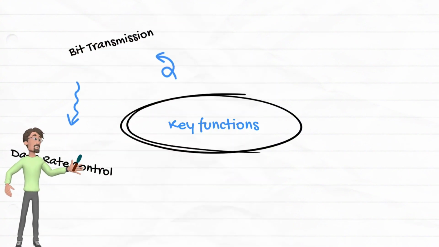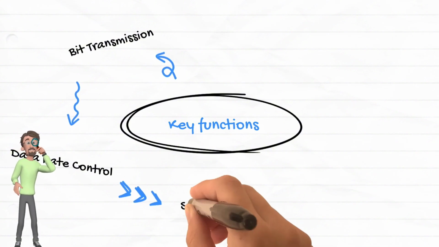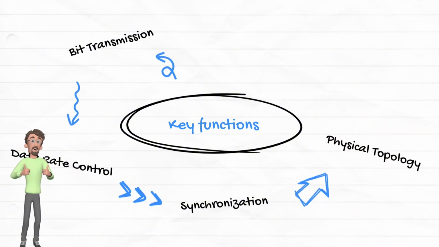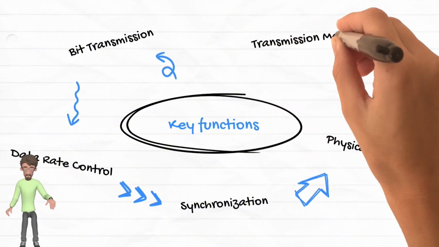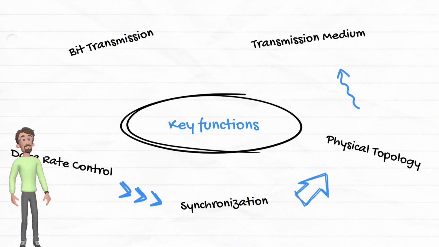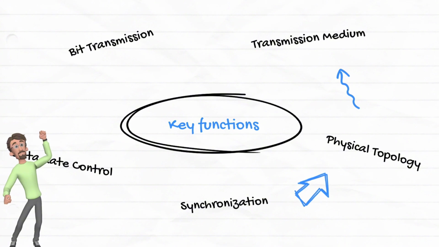1. Bit transmission converts data into signals, electrical, optical, or radio, for transmission over a physical medium. Example: when you send an email, your computer converts the email data into electrical signals that travel through Ethernet cables to reach the recipient's computer.